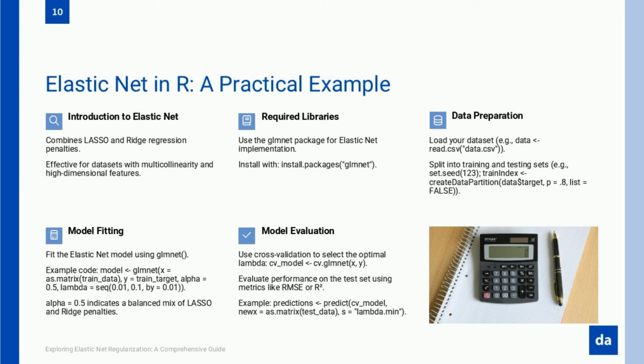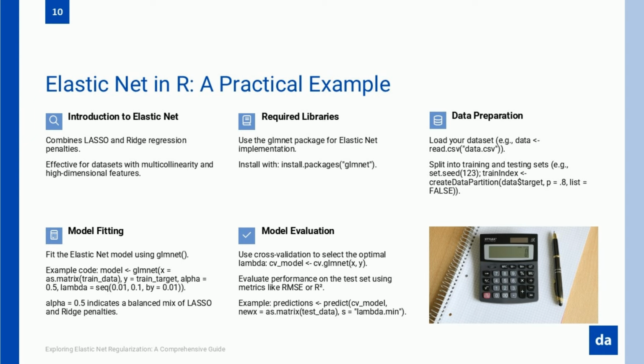First, we need to set up the environment. The main package we'll be using is glmnet, which provides a powerful and efficient implementation of Lasso, Ridge, and Elastic Net regression. If you haven't installed it yet, you can do that using install.packages("glmnet"). Once that's done, we load the necessary libraries: glmnet for the model, caret for cross-validation, and tidyverse for data manipulation.